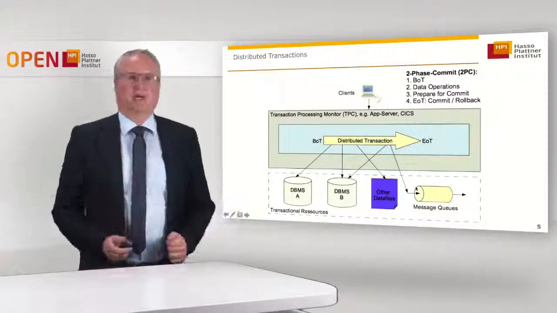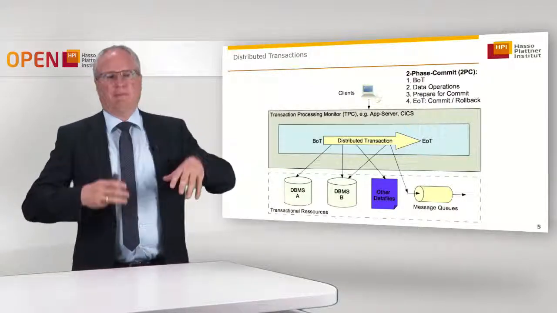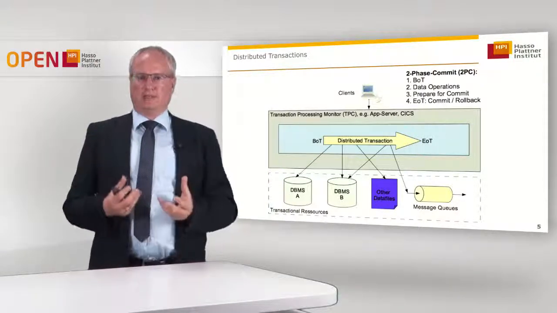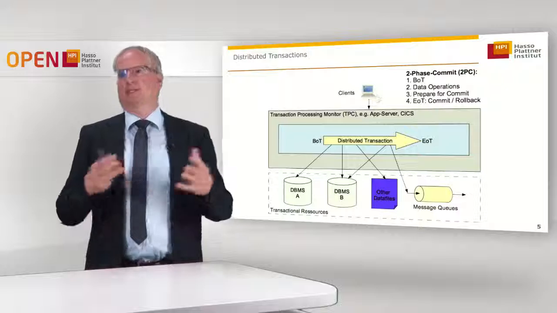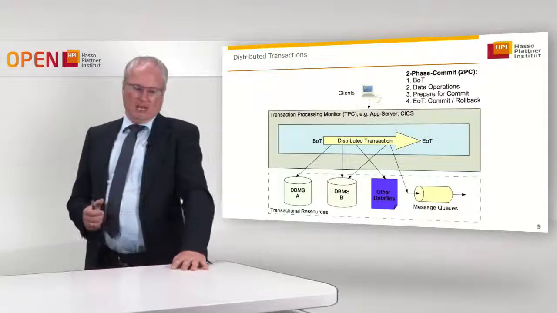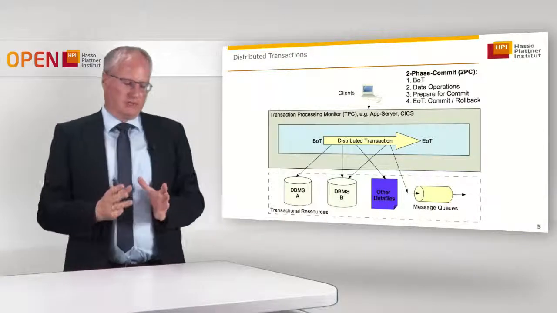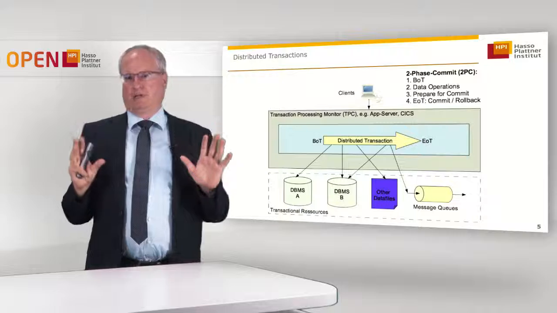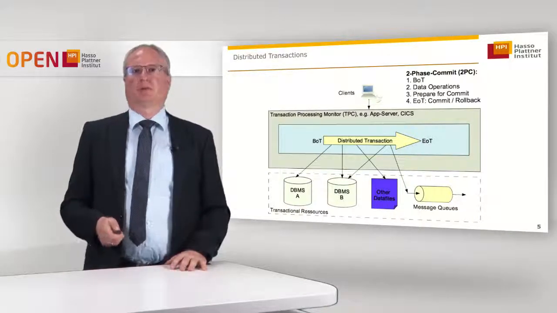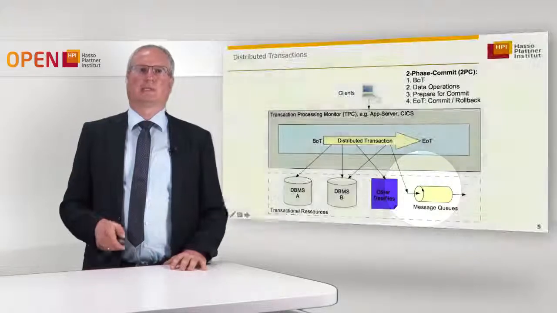And every involved party needs to check, okay, regarding my internal state, am I able to commit this transaction, or is there some inconsistency, something that happened in between that prohibits committing the transaction? And in this case, it sends back feedback to the transaction processing monitor and says, okay, I'm ready to commit. So the transaction processing monitor collects the responses of all involved parties.